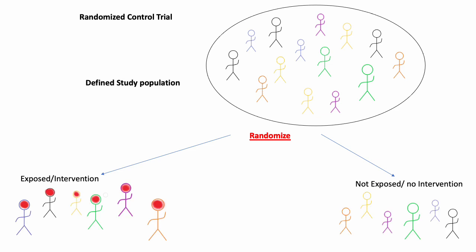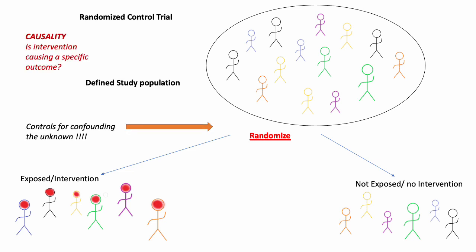So as you can see, the exposed group and the non-exposed group are essentially similar in their characteristics except for the exposure. So that's the classical thing that we see in randomized controlled trials. What it essentially does is that it controls for confounding, the unknown variables. We call it the unknown. So that's the main hallmark of a randomized controlled trial.